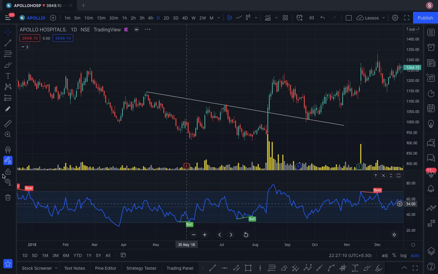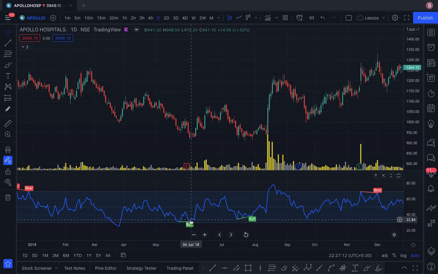Now you can say, sir, again bullish divergence is showing here. But it's not that sloping.